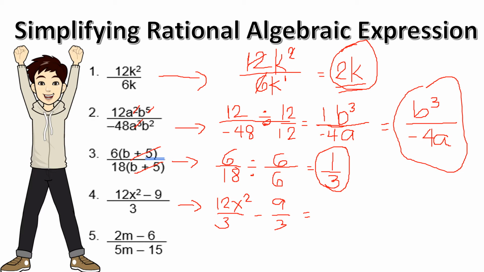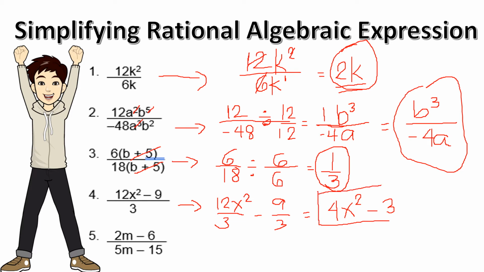So simplify na natin. We have 12 divided by 3. The answer is 4x squared. Kopyahin nyo lang yung x squared kasi wala namang x sa denominator natin. Then, minus 9 divided by 3. The answer is 3. So ito na yung ating answer.